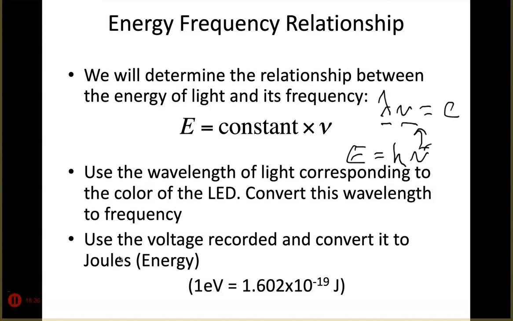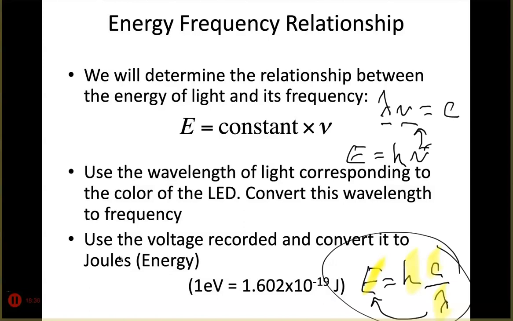Effectively, what I could write is E equals, in this case, substituting nu back into this equation, h times c over lambda. So now what we've done from taking the two equations is link energy directly to Planck's constant, the speed of light, which is another constant, and the wavelength that the light is emitted at. Because we have two constants, there's a direct relationship between wavelength and energy as well, despite already having a relationship between wavelength and frequency.